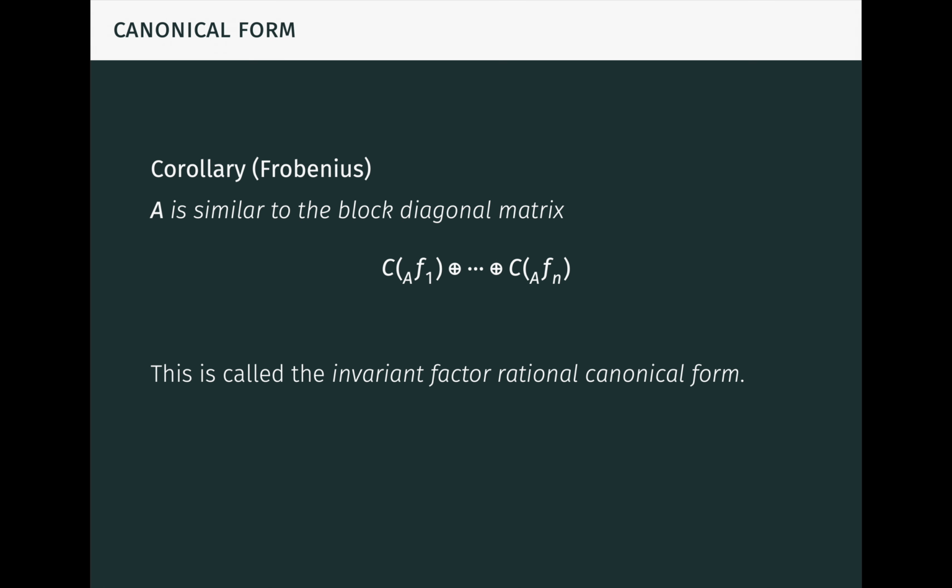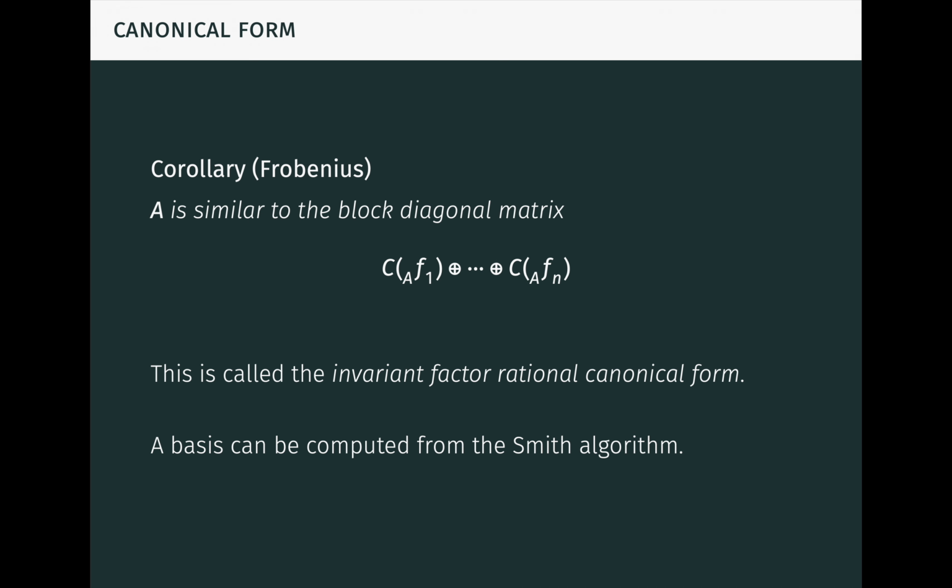The word rational appears because the form can be computed using arithmetic operations over the base field. In fact, a change of basis matrix witnessing the similarity can be computed from the Smith algorithm, but again, we'll leave that to the computer. This normal form is extremely useful because it always exists for any square matrix over any field, and it lets us reduce many problems about square matrices to the corresponding problems for companion matrices, which are simpler.